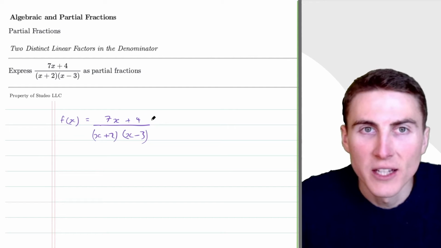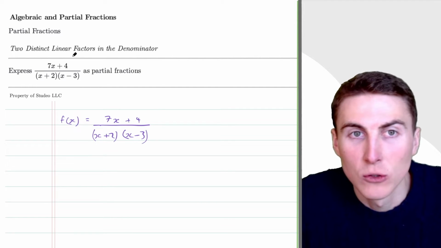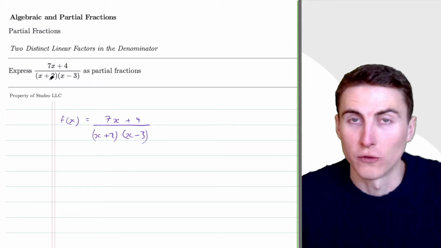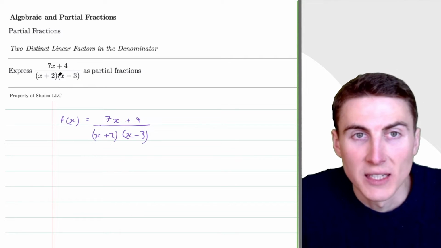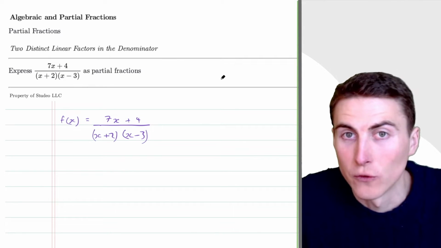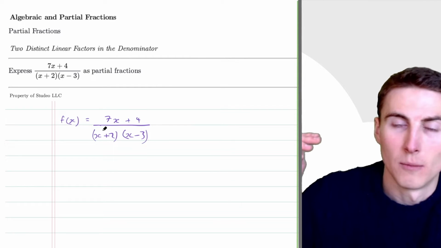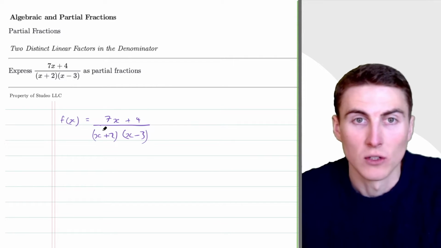Hello there. So in this video, we're looking at how to split a fraction like this into two partial fractions. So we're basically taking this and you're going to express it as two fractions instead. There's a very particular set of steps you have to do for these questions.